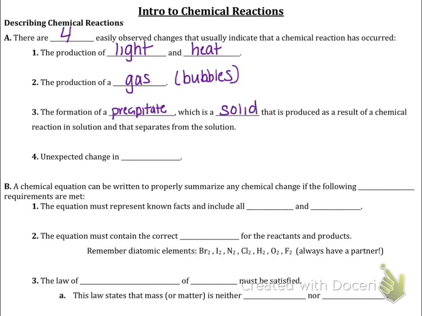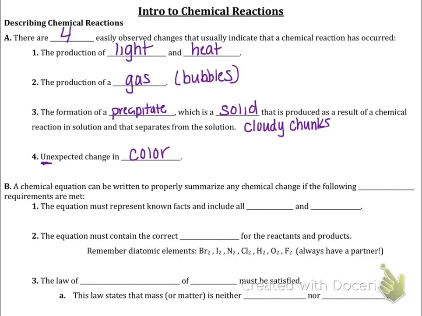It looks like some cloudy chunks. That's what a precipitate looks like. It's not going to be rock solid stuff, but it looks like ugly cloudy chunks. Remember the Red Bull and milk that we mixed together. And then four, if you see an unexpected change in color. Okay, so we're not talking about expected changes, we're talking about unexpected changes.